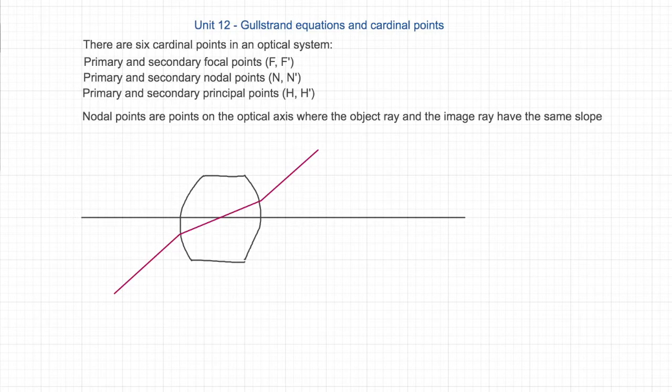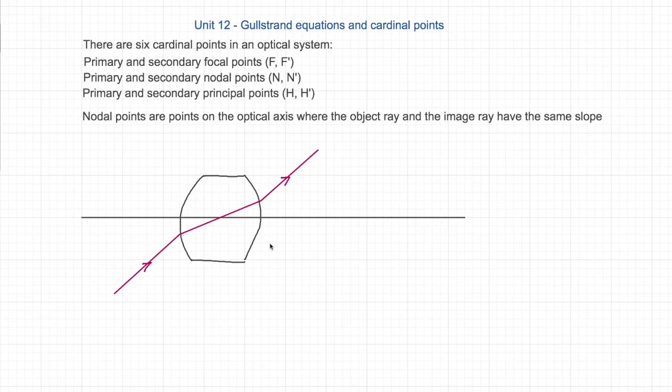Then we have the primary and secondary nodal points, abbreviated capital N and capital N prime. And we have the primary and secondary principal points, abbreviated capital H and capital H prime. You might think that they should be abbreviated capital P and capital P prime. There are some optical formulas that use P as the power of a lens. I don't, but others do, and that would probably confuse people. The German word for principal point starts with H, and that's where the H comes from, I believe.